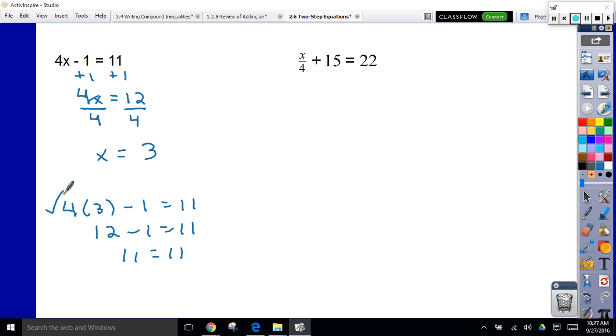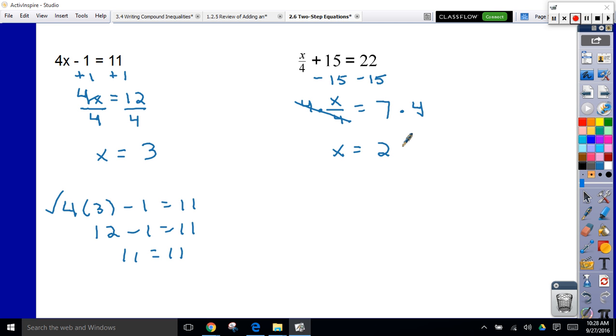Ben, tell me what to do. Subtract 15 from both sides. What do we end up with on this side? X over 4. Yeah, we still have x over 4 left. Good. And 22 minus 15 equals 7. Good. Now what do we do? Get rid of this x divided by 4. Multiply by 4. Good. Multiply both sides by 4. Okay, and then x equals 28.